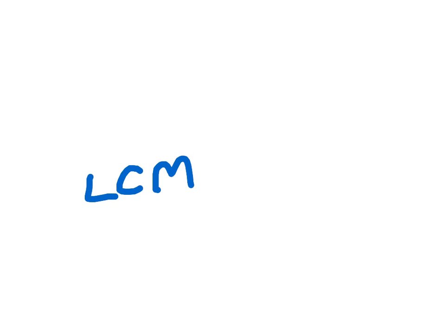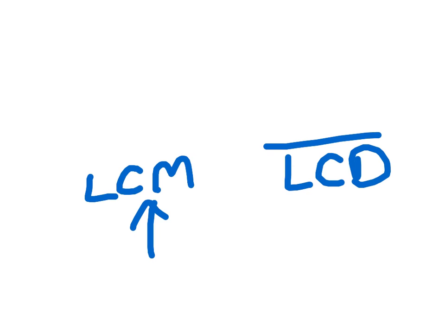Now in the last section we talked about the least common multiple, or LCM. In this section we're doing essentially the same thing, except now it's going to be the LCD, or least common denominator. And the difference is this. This one's not a fraction, this one is a fraction. Other than that, they're exactly the same process in order to find the least common multiple.